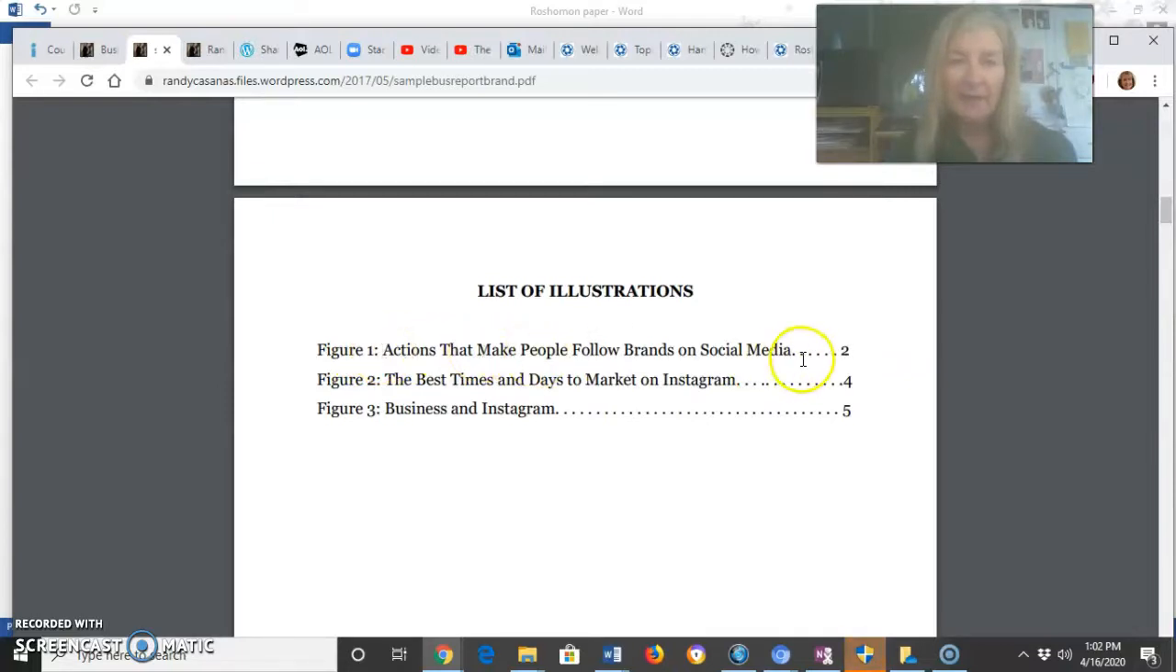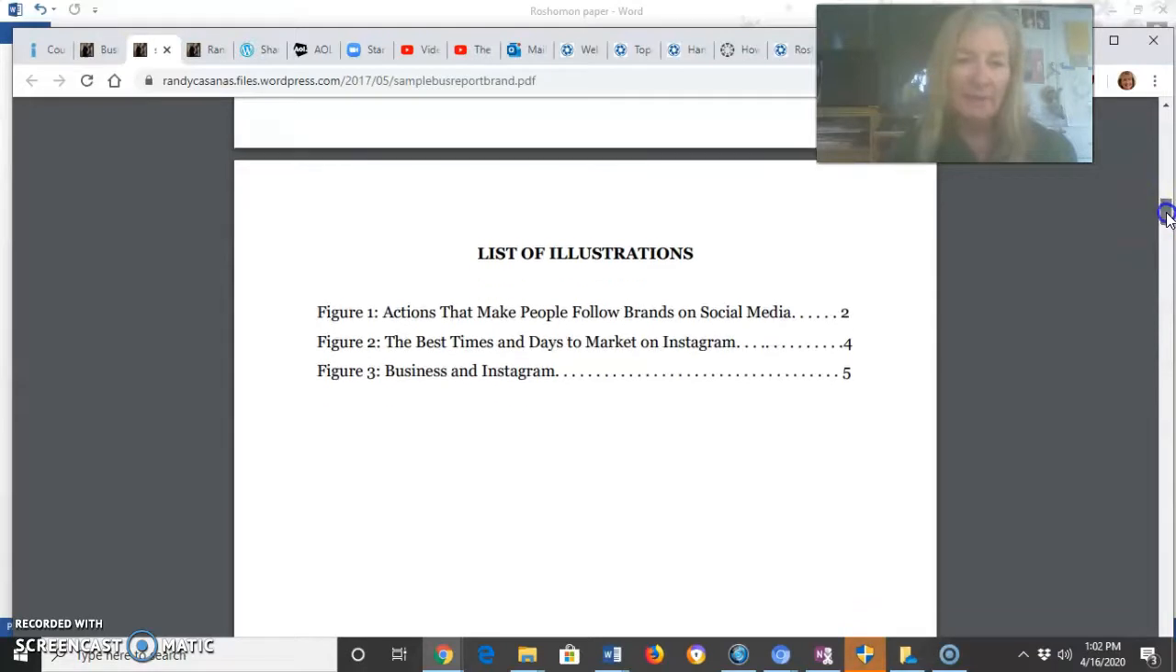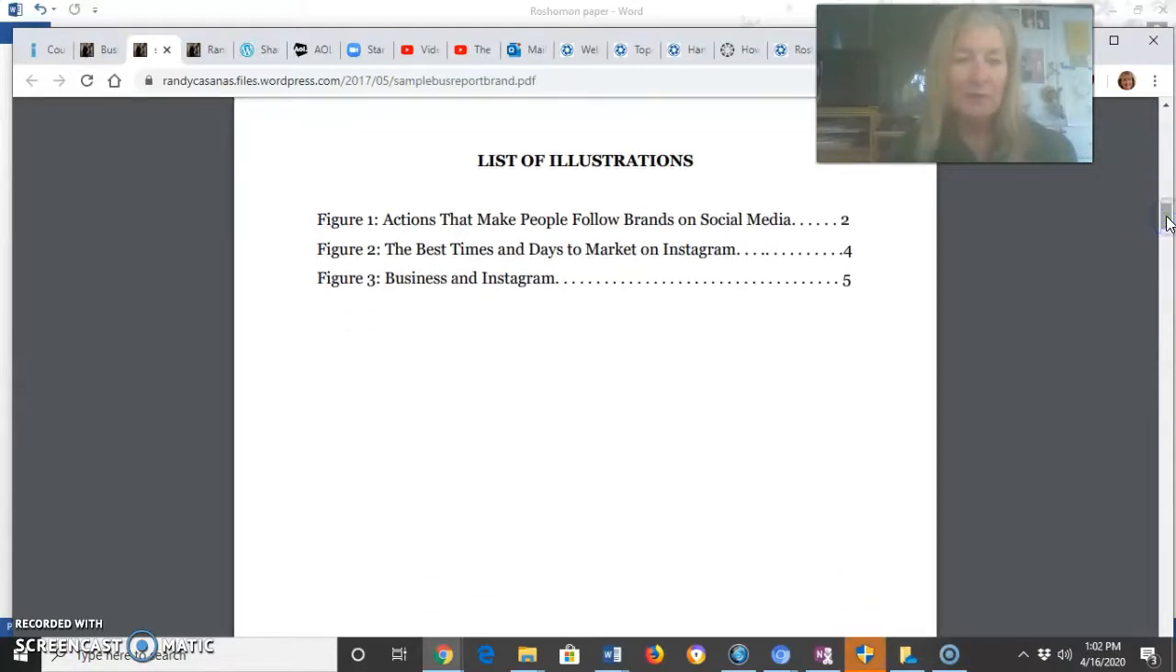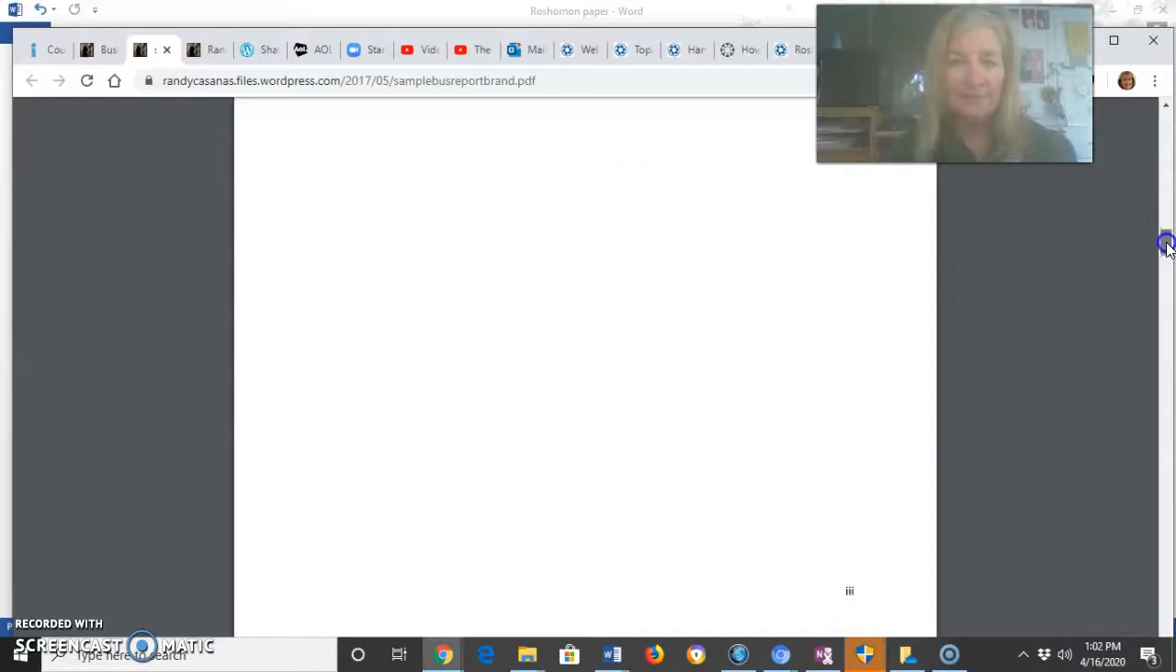Note here for the list of illustrations that all of the figures are numbered and they have a title. You'll see from Randy's there are only 3 figures, so I'm not sure whether his semester I only required 3. That's a possibility. Okay, but yours will have 4 figures.